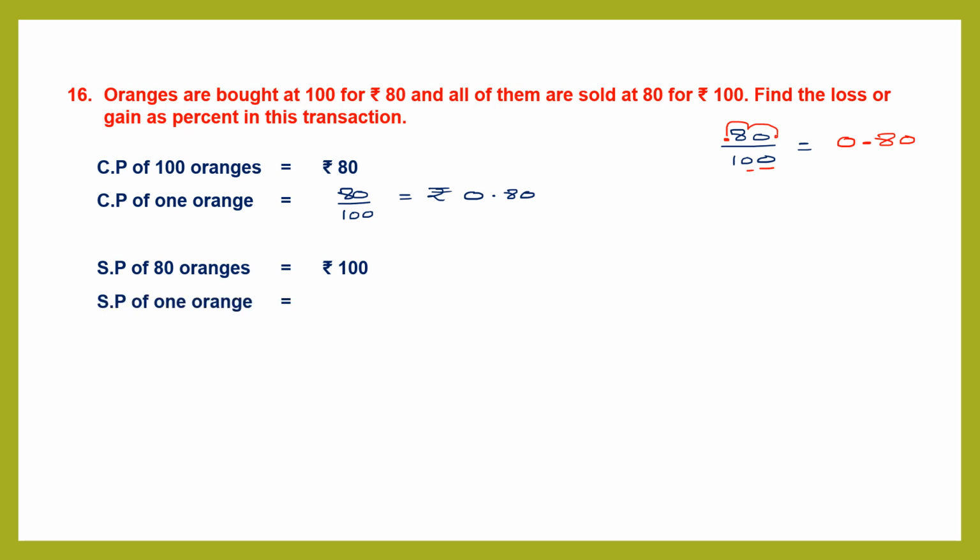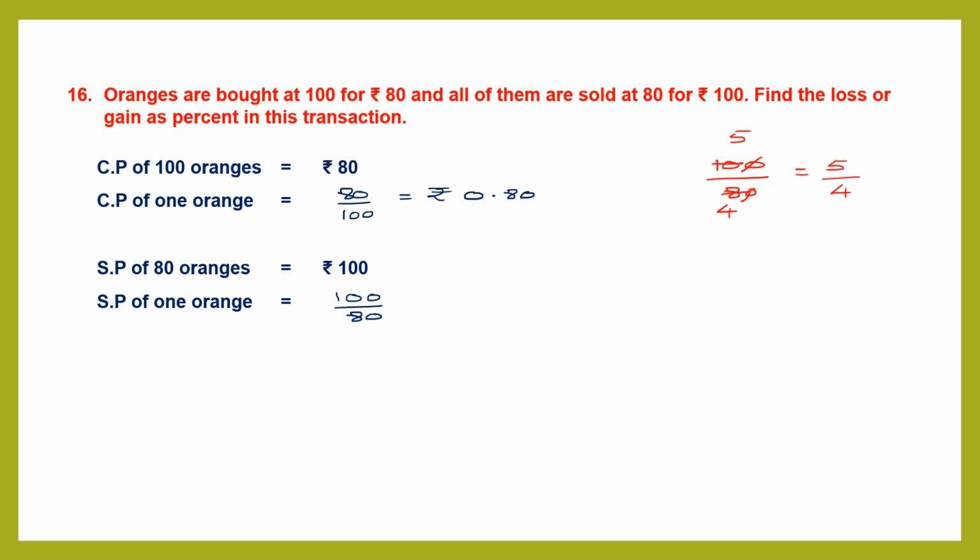Now we need to find the selling price of one orange, that is 100 divided by 80. Let's do this division. So 100 divided by 80, let's take away 1 zero. Now 10 and 8 both are divisible by 2. 2 5s are 10 and 2 4s are 8. So our fraction is 5 by 4.